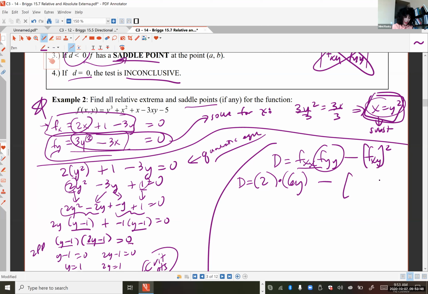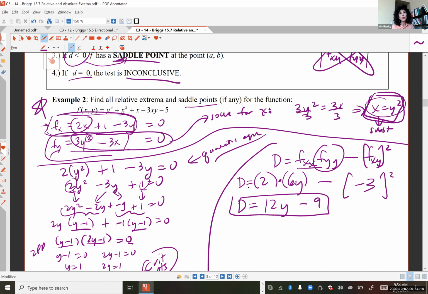Minus, and now you're going to get fxy squared, or fyx, because they're really the same thing. It doesn't really matter. Well, let's get fxy. So you go look at fx again. That's 2x plus 1 minus 3y. And you take its derivative with respect to y. And that is? -3. So if I clean my D up, and you always want to try to clean your D's before you actually use them, so things don't get too messy.